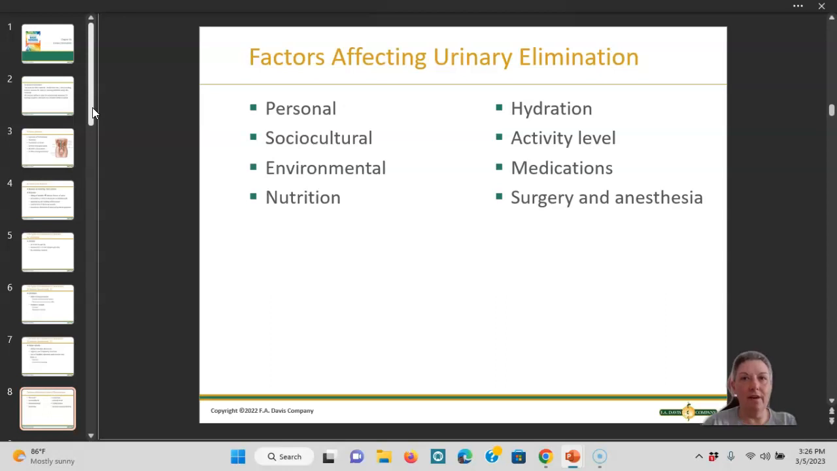Nutrition can affect urinary elimination. So if anybody's ever eaten asparagus, beets, you know what I mean. Hydration level. So if you're not drinking any water, how are you going to have any pee? Activity level. Medications. Medications can affect urinary elimination.